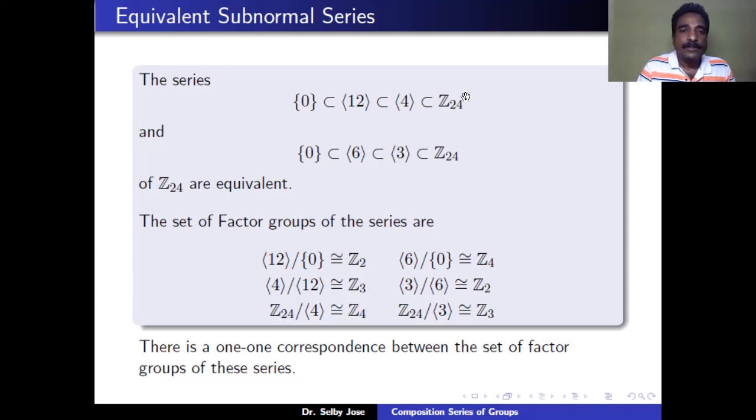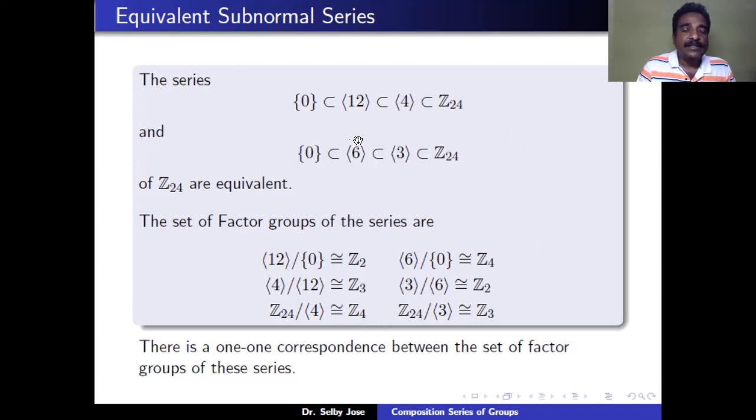What about this? Z24 contains 24 elements and this contains 6 elements. Z24 mod 4 contains 4 elements, and we can see that one is isomorphic to Z4, because we know that there are two types of groups of order 4. One is the cyclic group and the other one is the Klein 4 group. Klein 4 group is Z2 cross Z2, but here we can easily show that Z24 mod 4 is isomorphic to Z4. But what about the other series?